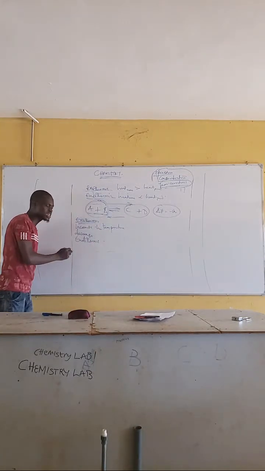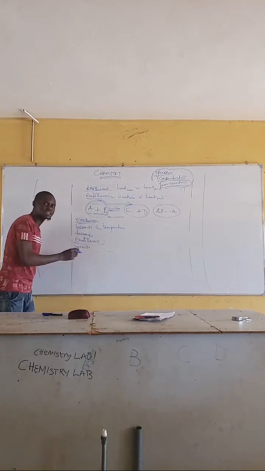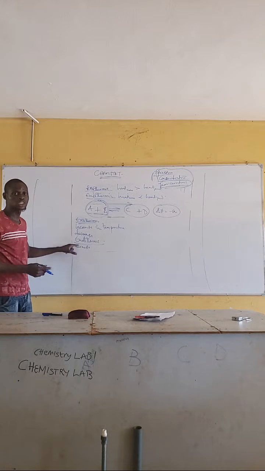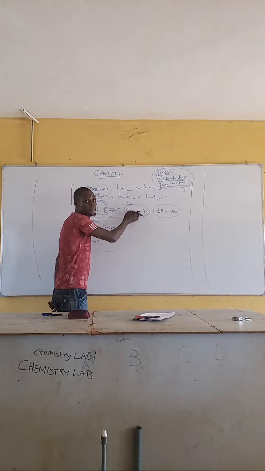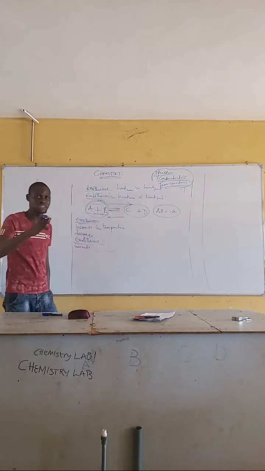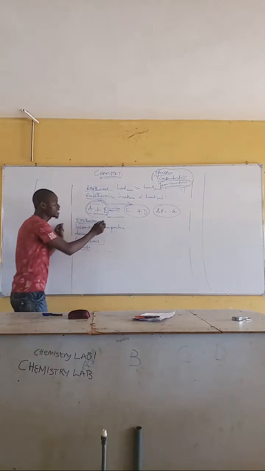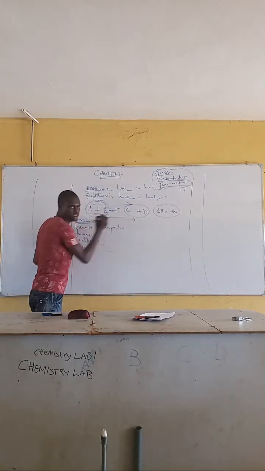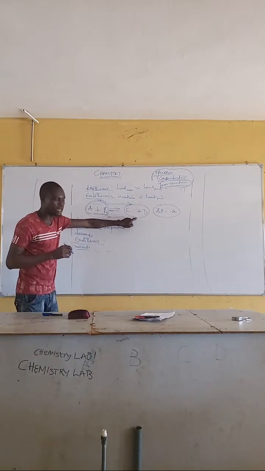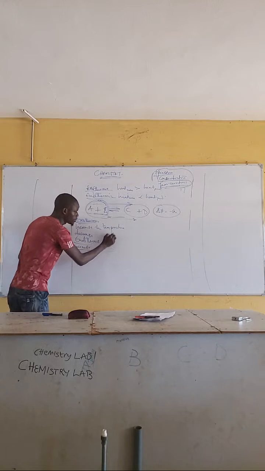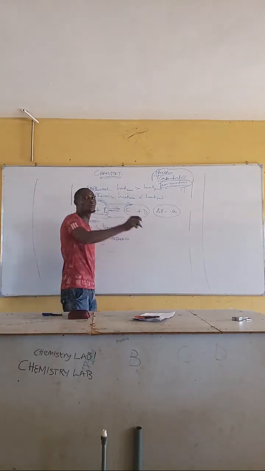So if you now increase temperature, it is going to favor the product side. Why? Because it is the product side that has more heat than the reactant side. So an increase in temperature will make the equilibrium position shift to the right. The right is the position of increased temperature.